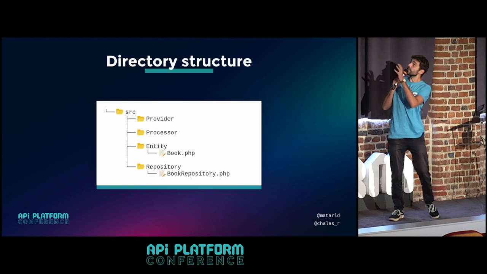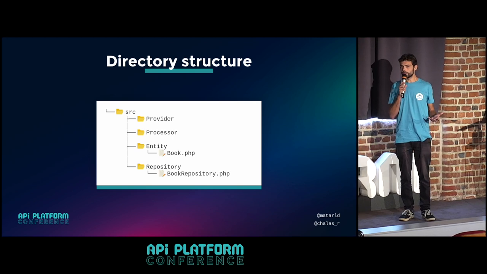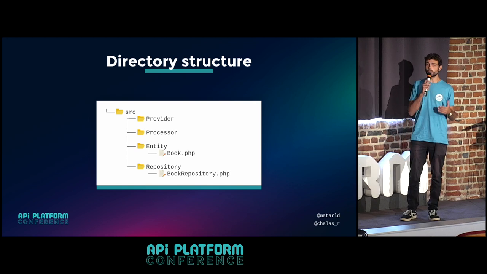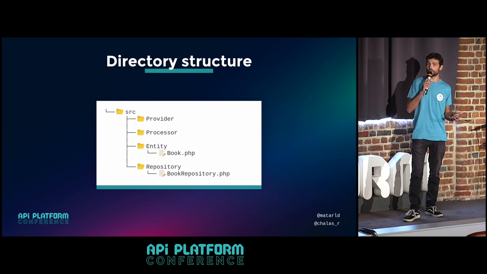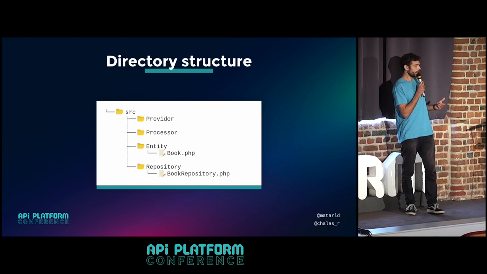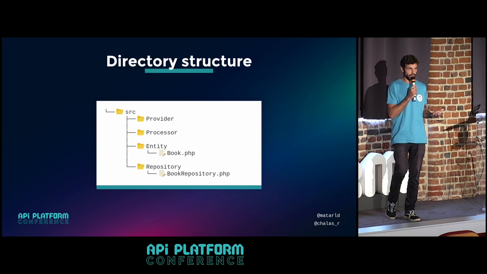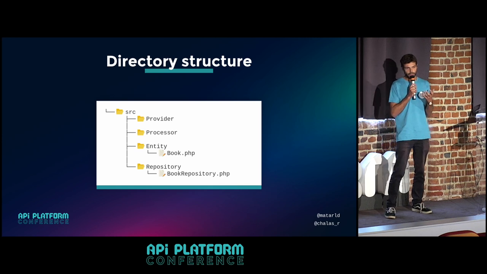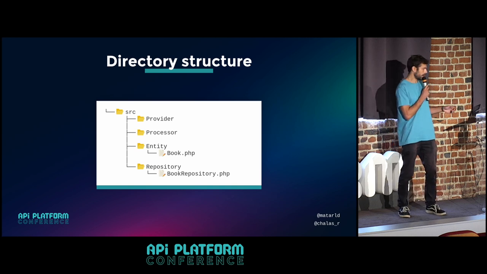By looking at this directory structure, we can easily guess which stack we are using. At first look, we can see that we are using a Symfony project with API platform and Doctrine. However, it's quite harder to guess what the core business of our application is. We cannot see, by looking at this folder, what our app is actually doing.